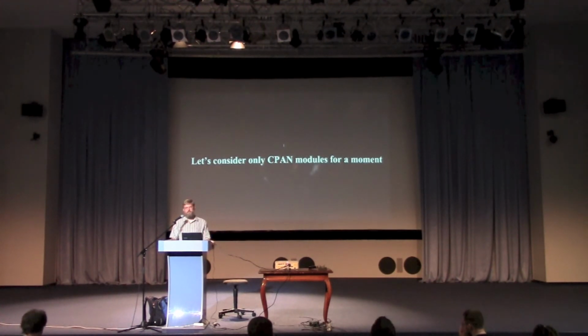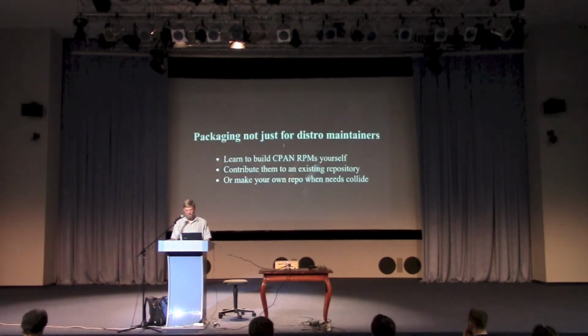So, but let's leave aside the old Perl for a minute and just talk about CPAN modules. Let's assume that the version of Perl that's in the distribution is okay, that you're willing to work with it, and you just need a few CPAN modules that they don't have packaged. What are your options? Well, you can learn how to build RPMs yourself. It is not the hardest thing in the world, especially for CPAN modules. There are some that are really a pain, and it is a bit of a black art. It's not the best documented process, but it's a lot better than it used to be.